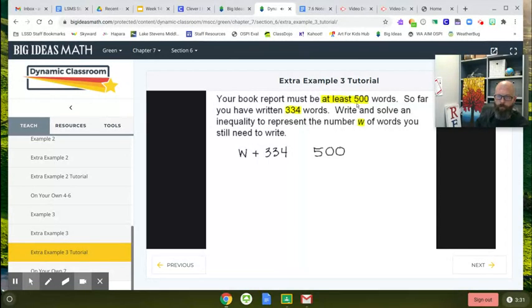Now we need to determine if we need greater than or equal to. So, is 500 words at least 500 words? Yes. So we can put greater than or equal to. So now we have written the inequality.